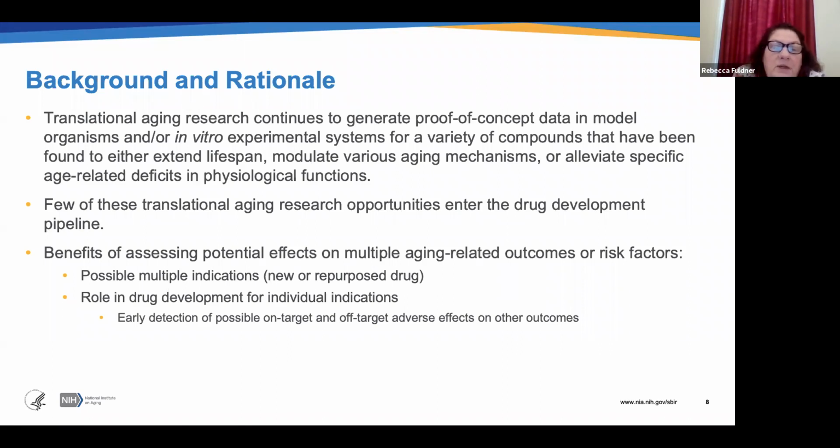For example, the mTOR inhibitors, which were identified as part of the intervention testing program, led to a lot of different studies on different types of inhibitors of the mTOR pathway and mimetics. And there's been a lot of basic research done on those, and they're now being developed for various indications, but there's more work that needs to be done.